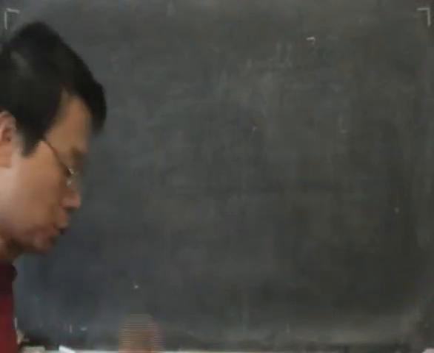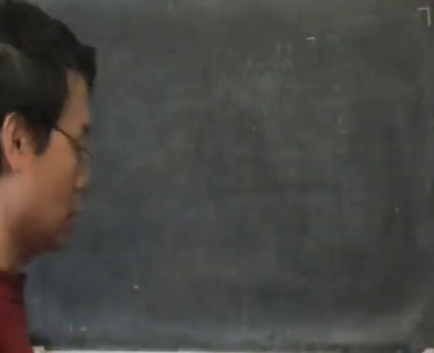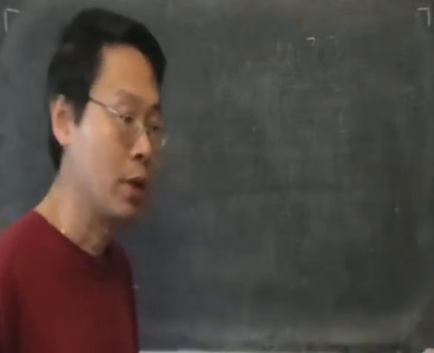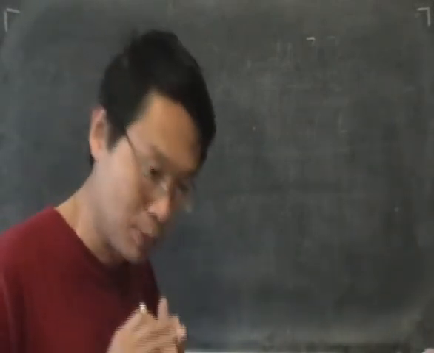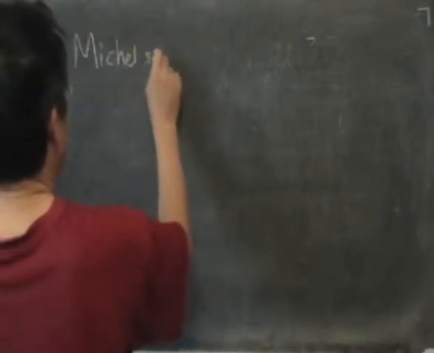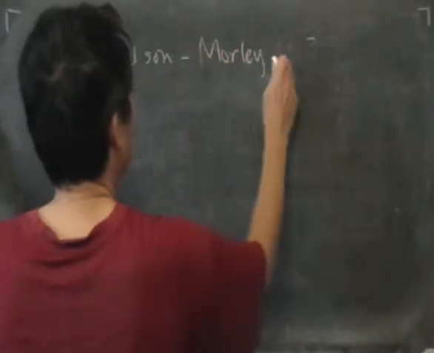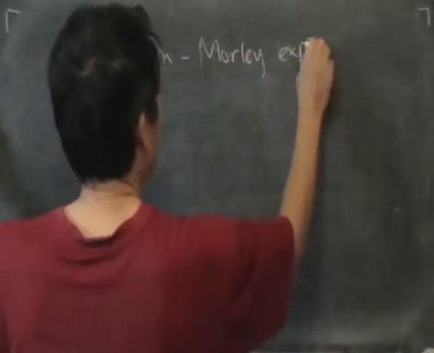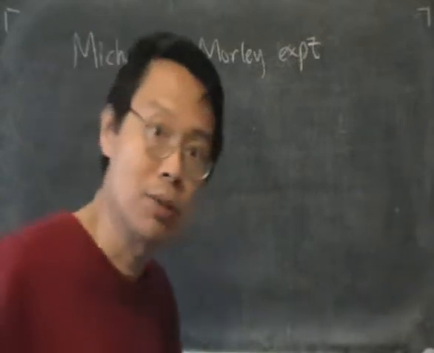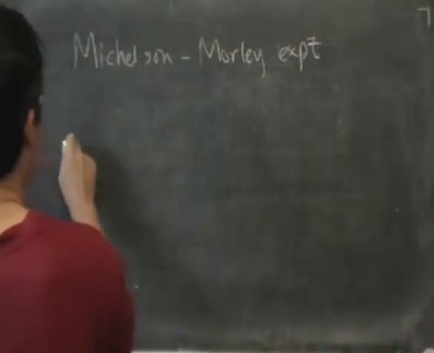Now, but is that really true? It's difficult to tell because light is so fast. But there is an experiment that has been carried out about 100 years ago to check this in a sense. It's called the Michelson-Morley experiment. Now the idea is that this experiment is an interferometer.